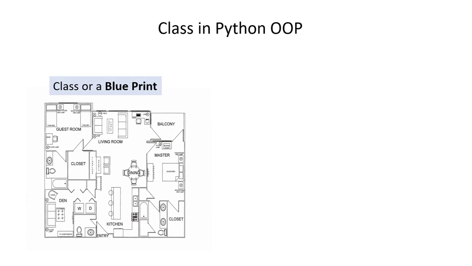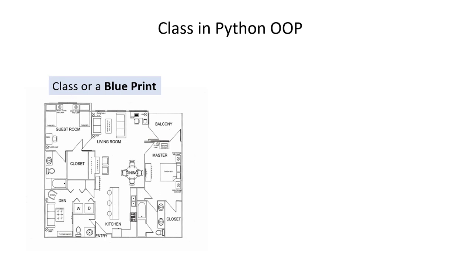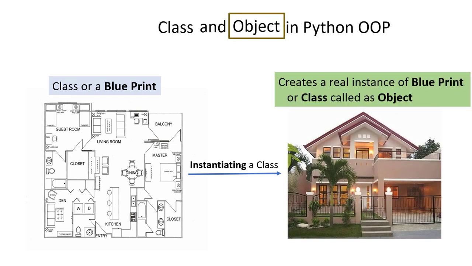Which just means we have a class, and in the programming world or the object-oriented world, we instantiate a class to create an object. So in the case of house construction, we have a blueprint that will help us create a real item called a house. Similarly, in the object-oriented world, we have a class which when instantiated creates a real instance of it, which is termed an object.